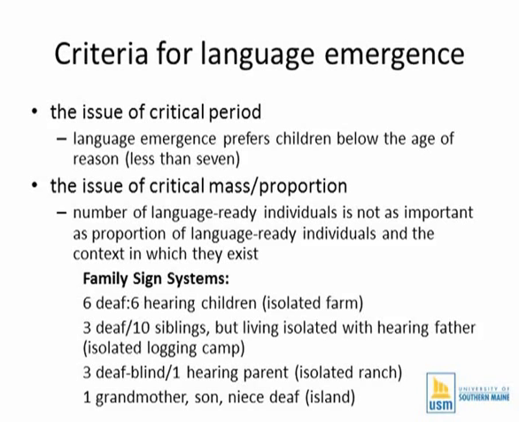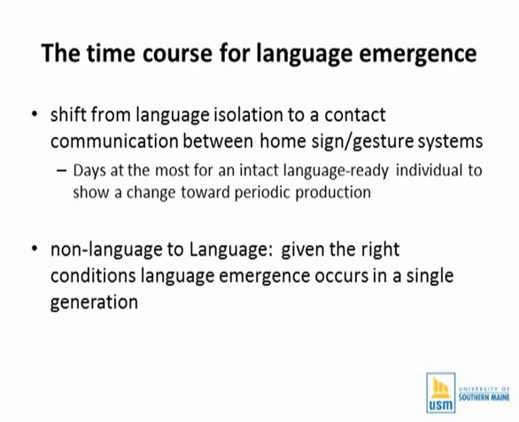The proportion, like with Creoles, proportion is more important. Six family members deaf, six family members hearing, more likely to have a family sign language than one family member deaf in a family of three. The time course is the interesting thing, and that's the one I want to focus on. Once someone sees the periodic nature of signing, it's less than a few days before they start doing things.